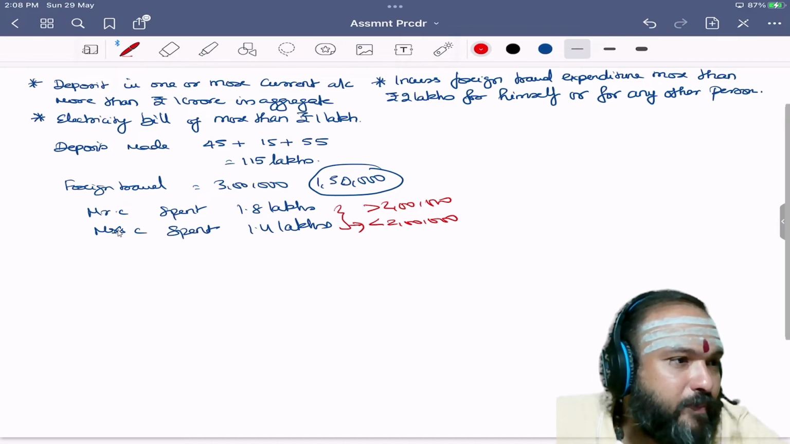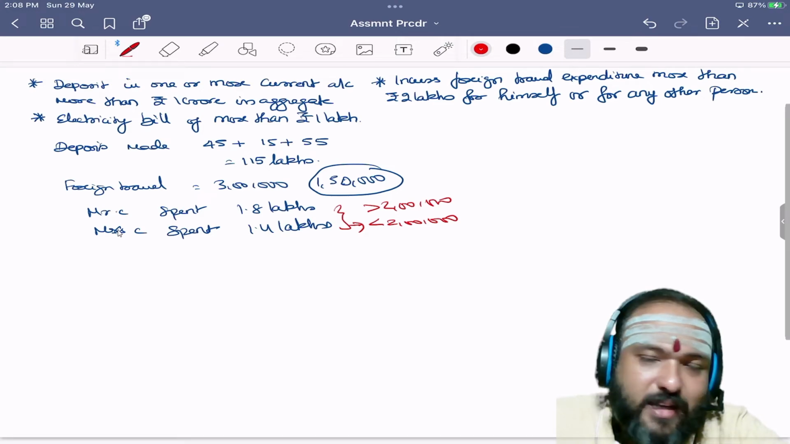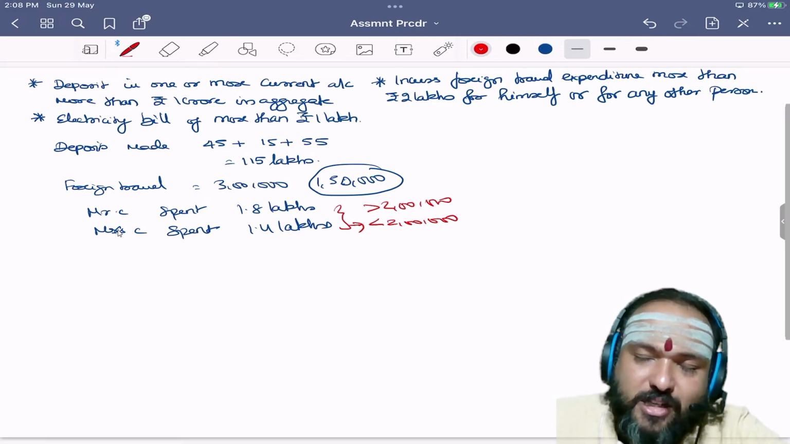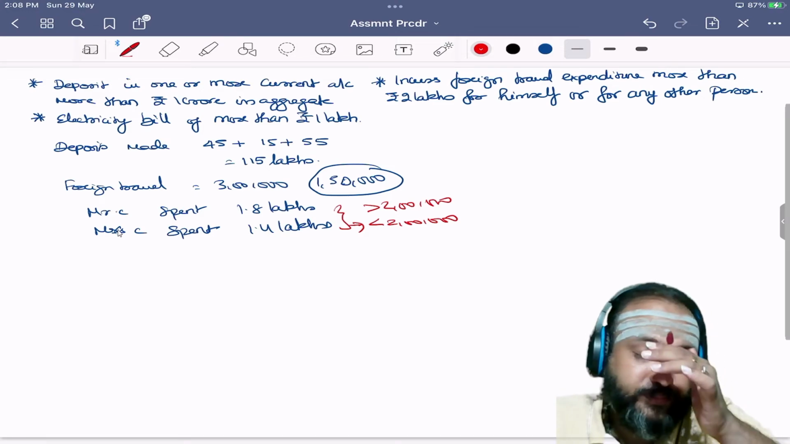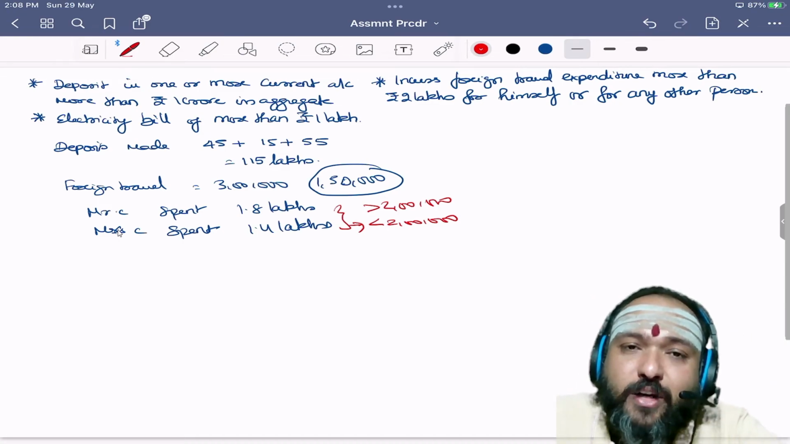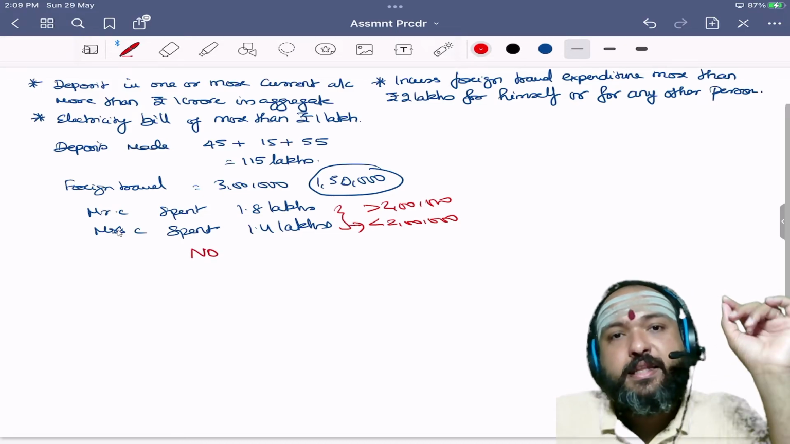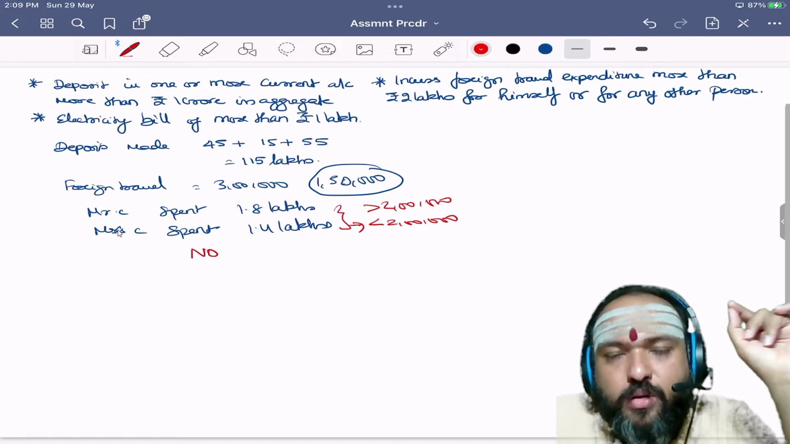Their total incomes were 1.5 lakhs each. Assume that there is not going to be any sort of 6A reductions, exemptions, etc. So, are they mandated to file the return of income? No. The spending has to be more than 2 lakhs.